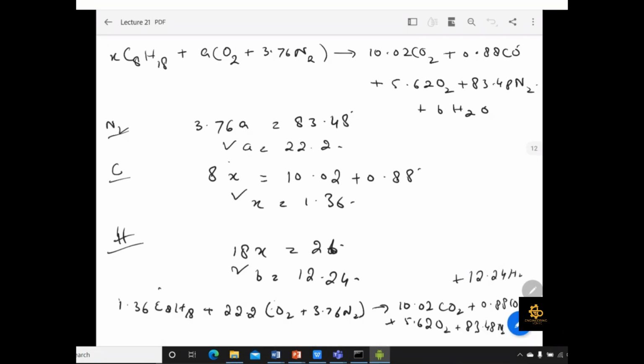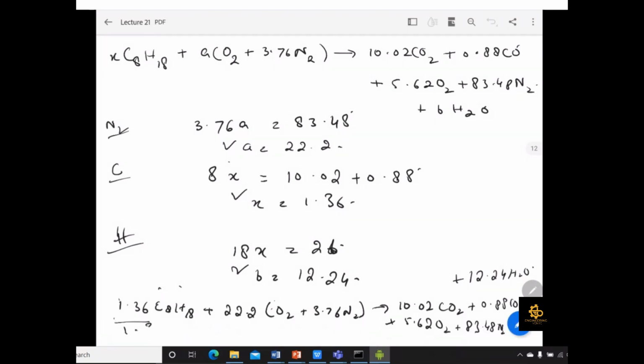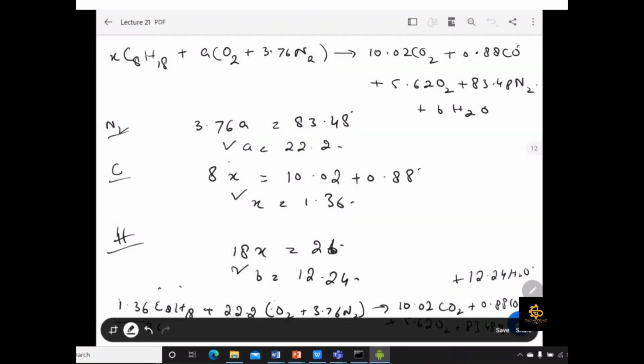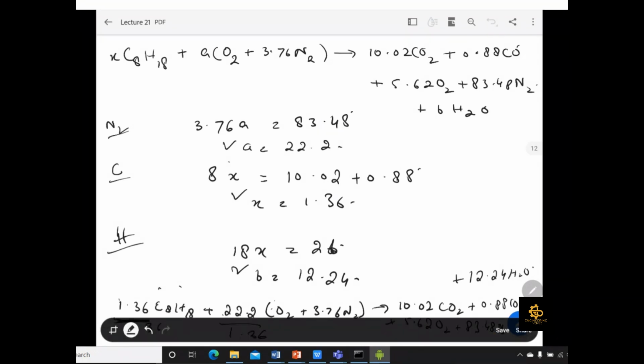12.24 H2. Okay, so first thing, before analyzing the air fuel ratio, you have to just divide this whole equation by 1.36, so that the combustion equation for 1 kilomole of fuel is obtained. So you have to divide by 1.36 on all sides, and then your combustion equation will be ready for the air fuel ratio analysis. Okay, so you have to note it down and move to the next slide.